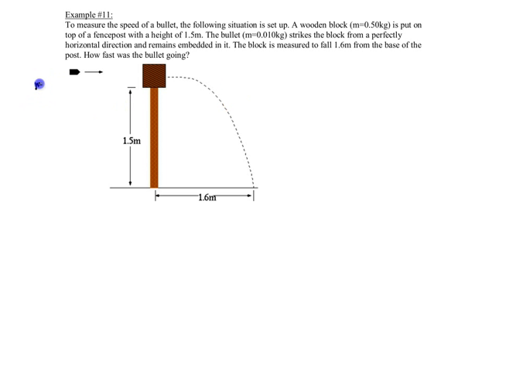Let's call the bullet M1. I believe we're given that mass. That is 0.010 kilograms. We have this block here, M2, and that block has a mass of 0.5 kilograms. And then we have this distance. Let's call that y initial. And then let's call this x distance, 1.6 meters.